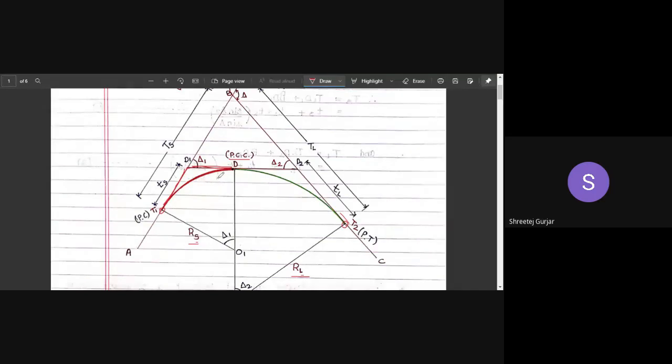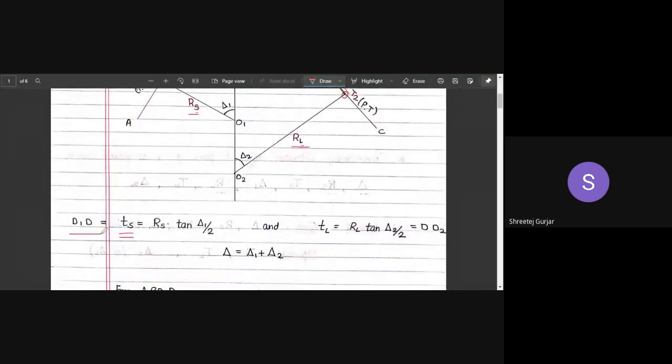It is a property of a circle that if you have two tangents like this, these lengths will be equal. This length, D1, D, and this length, TS, are equal. That is what I have written here: D1D and TS are both equal because that is a property of tangents to a circle. Now we know the formula for a tangent length: R into tan delta by 2. Any tangent length T is equal to R tan delta by 2.